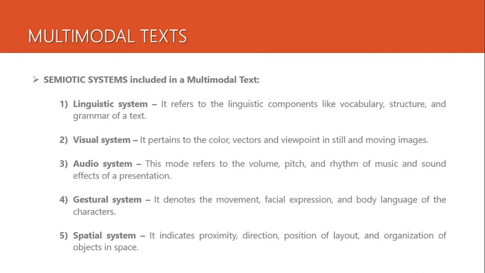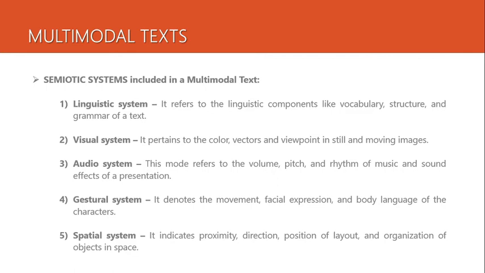Gestural system. It denotes the movement, facial expression, and body language of the characters. Or we can say this is a system that is what you do. Spatial system. It indicates proximity, direction, position of layout, and organization of objects in space. Or we can say that this is the environment you are in when communicating or evaluating the multimodal text.